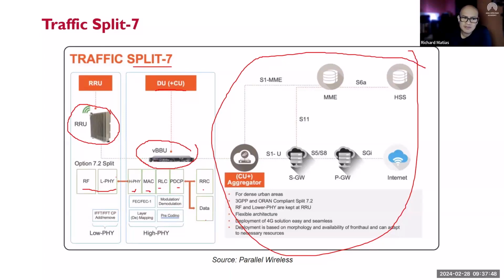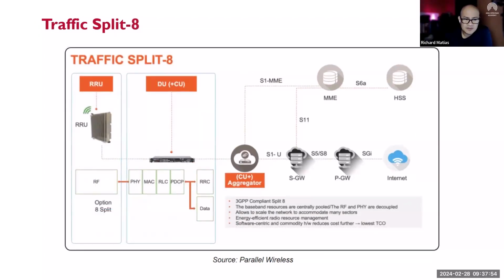Now, what will happen if it's split 8? Okay, if it's split 8, you will see physically it's the same RRU and same BBU, but the functionality inside is different. Now, in the split 8, you will see the component of the RRU is defined with an RF protocol only, or RF functionality only. And the other functionalities like physical, MAC, RLC, PDCP, RRC, and data are defined in one hardware only. So we call it the traffic split.